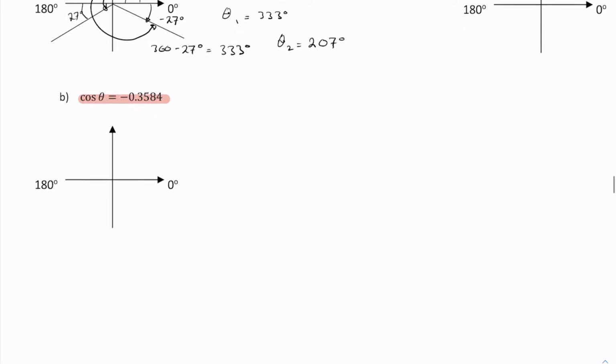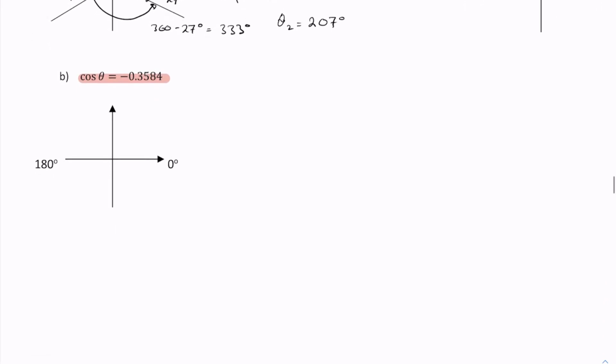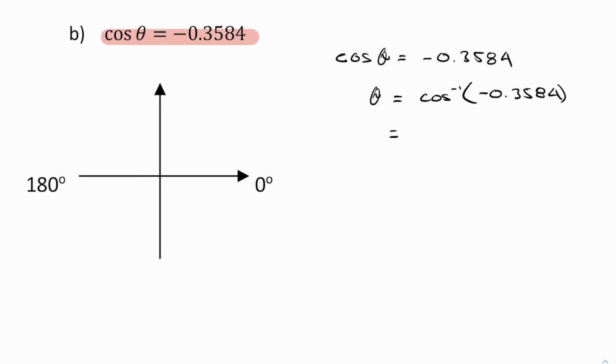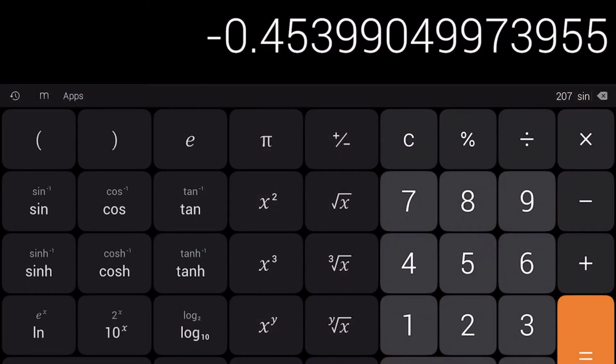Let's move on to cosine. Same thing, we're going to start off with creating our equation. Cos theta is negative 0.3584. So theta is going to be cos inverse of negative 0.3584, which gives us, once again, the calculator.